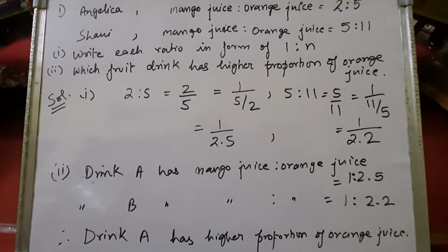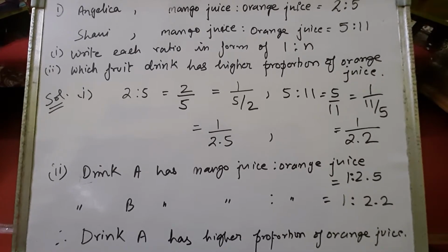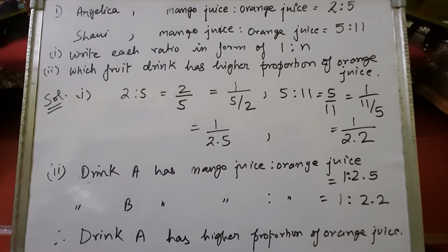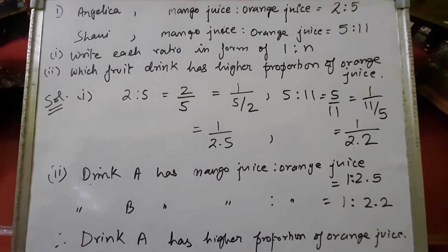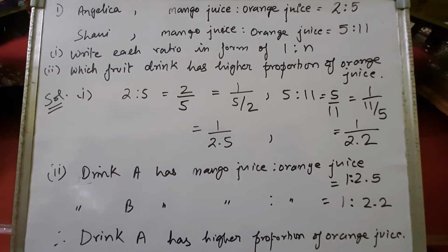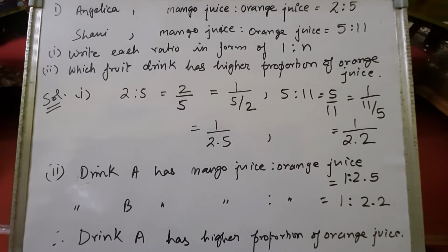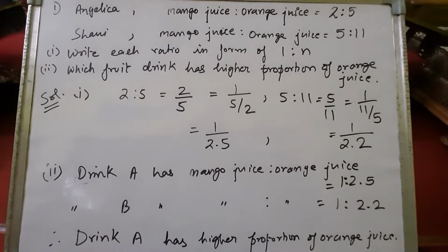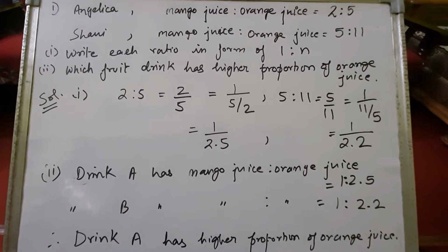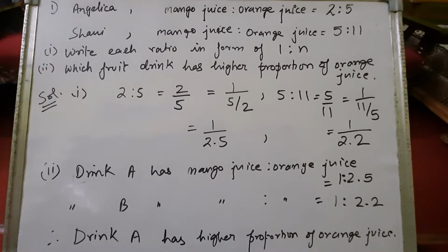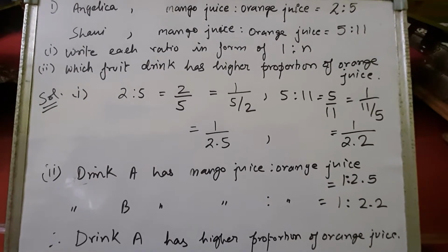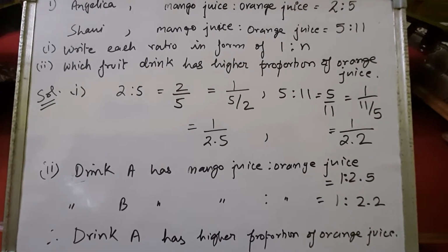Right. Now the question is: write each ratio in the form 1:n. We have to simplify the ratio in the first part. In the second part, we have to find which fruit drink has a higher proportion of orange juice. That means which fruit drink has more orange juice than the other drink, right? Let's try to solve.